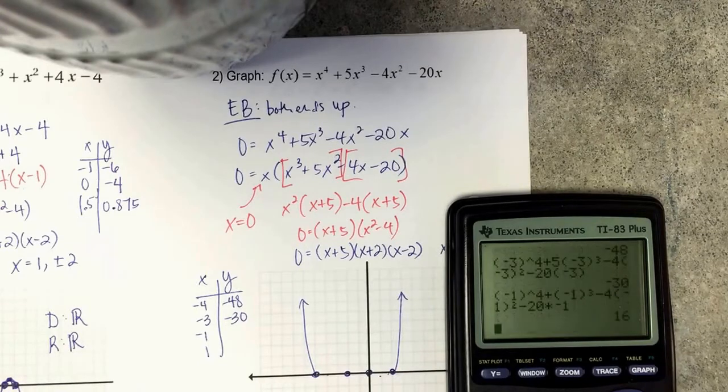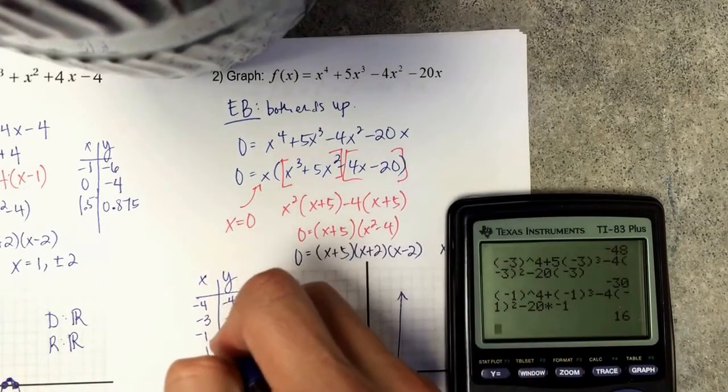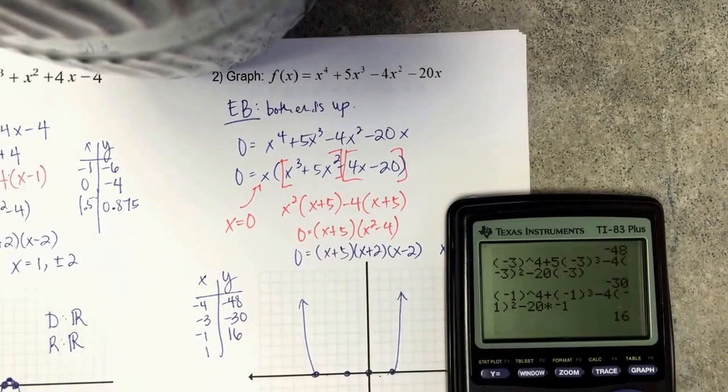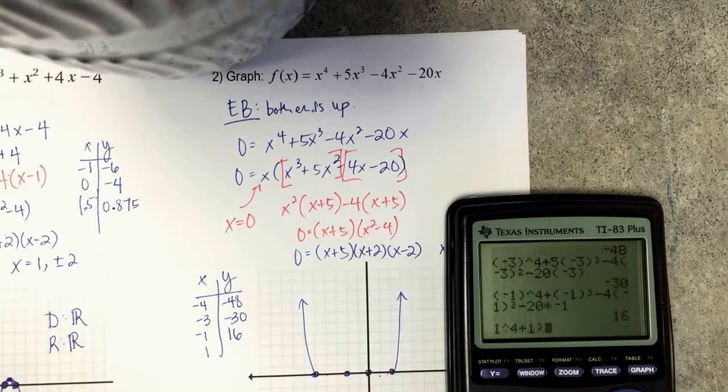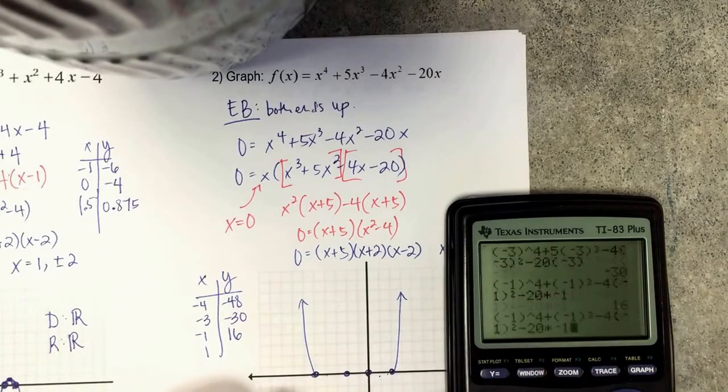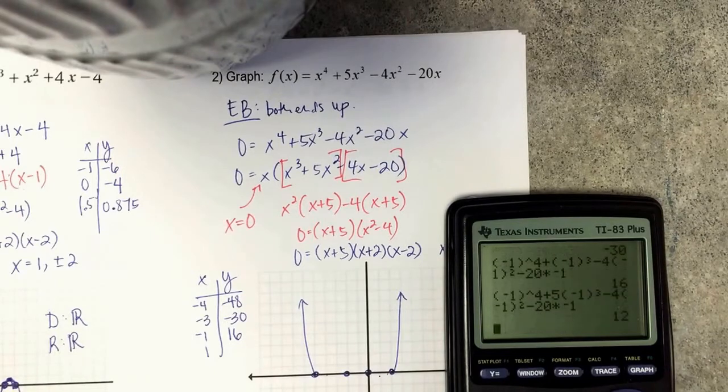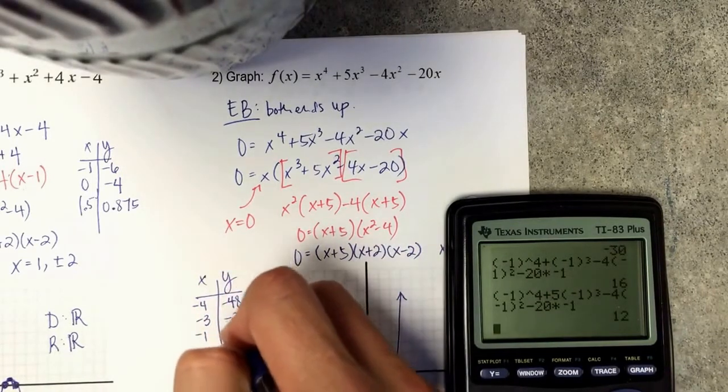I get positive 16. And then if we plot 1, and I'm not going to put the 1 in parentheses because it's not needed since it's a positive number. Oh, 16 is wrong. I did the last one wrong because I forgot to put the 5 in there. That should be 5 times negative 1 cubed. So let me insert that. That's supposed to be 12, not 16. I apologize.